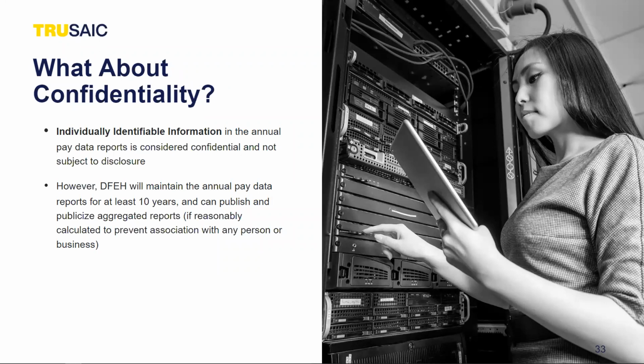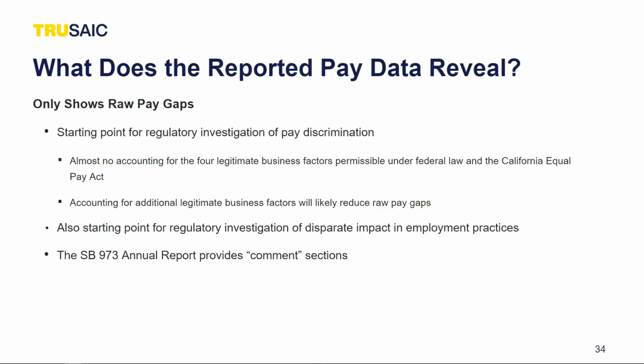Now that we've covered what's involved in complying with SB 973, I'd like to turn to some of the implications of compliance. So we'll have the next slide, please. So what does DFEH see in your data, and what does your data reveal?